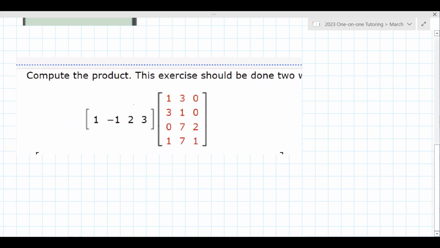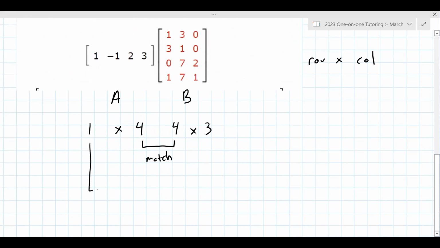But first thing you have to write down is the size of these. The one on the left here, which I'm going to call A, is 1 row by 4 columns. And then B is 4 rows by 3 columns. So it's always row by column. Now what has to match, these have to match. Your result, and the calculator will do this for you, will have this size. It's going to be a 1 by 3.